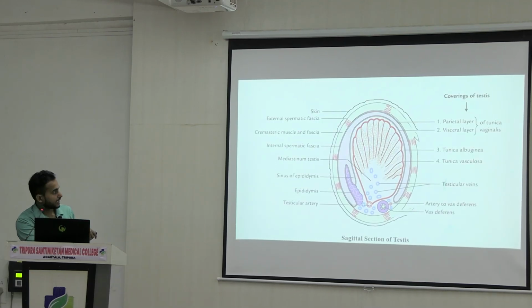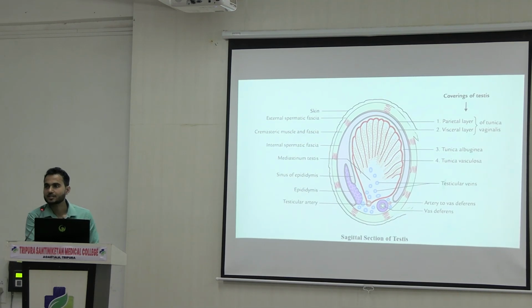Now, please see the diagram carefully. Can you see all the layers? See, tunica vaginalis, two layers are there. In between them, a cavity is present. Next, you can see the tunica albuginea, which is a dense fibrous layer.